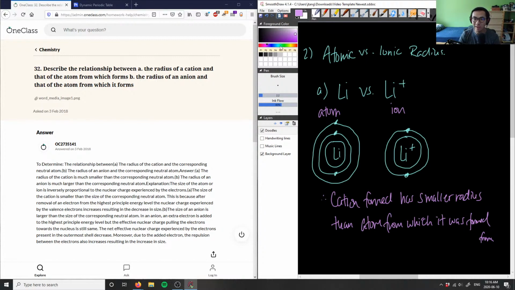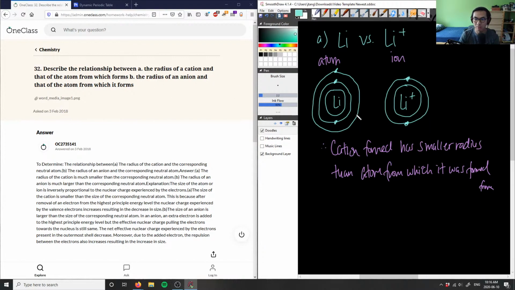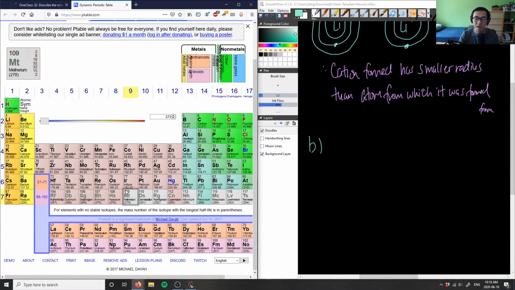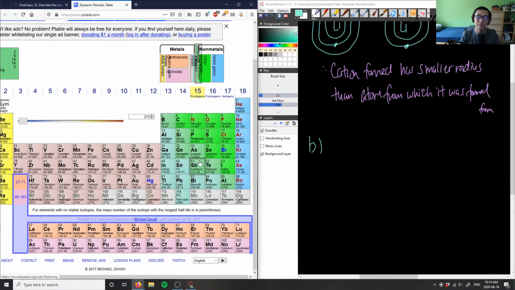And then for case B here, we have the anion. So let's take a look at case B. In case B, we'd have to look at a halogen or some type of non-metal, because those are typically anions. So let's look at fluorine, for example. Fluorine here is F, versus F minus for the anion here.